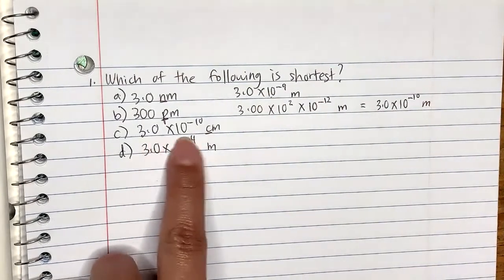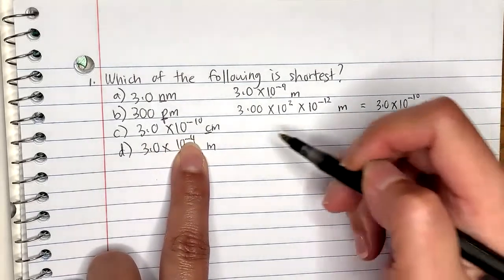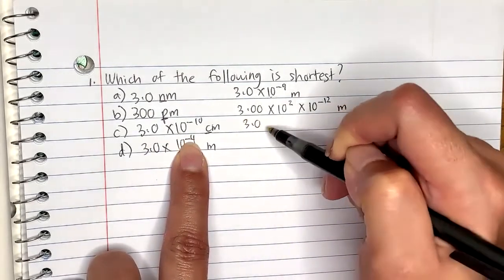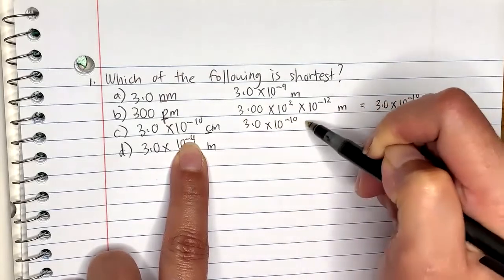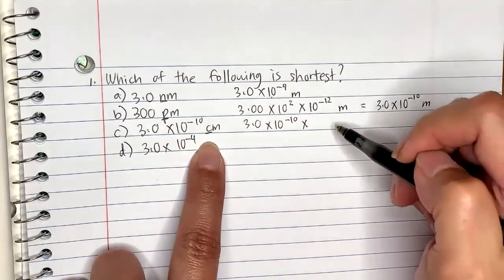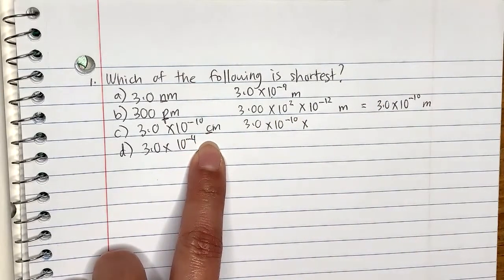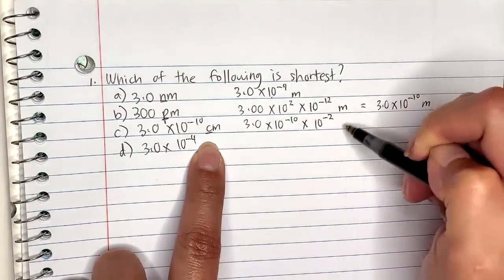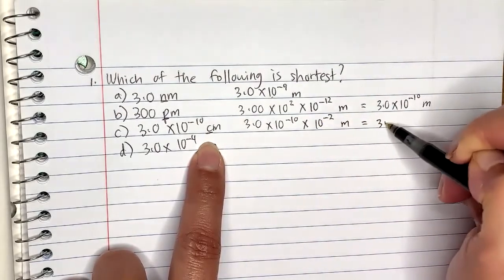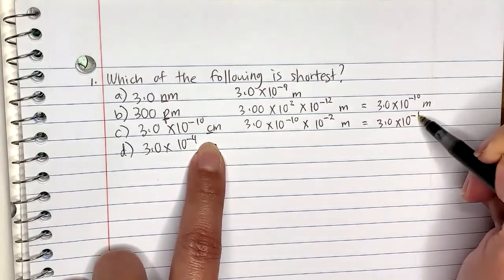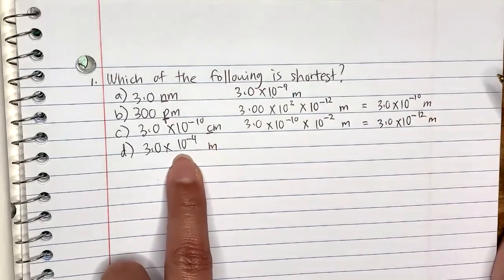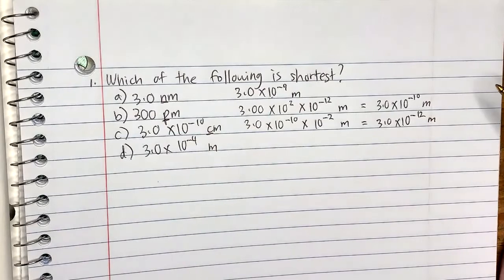Let's go ahead and convert this guy down here. Centimeter, but it's 3.0 times 10 to the minus 10, and then times the centi, which stands for 10 to the minus 2. So this will be 3.0 times 10 to the minus 12 meter. And then you've got 3.0 times 10 to the minus 4 meter.